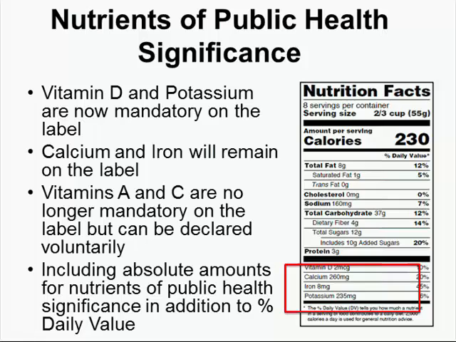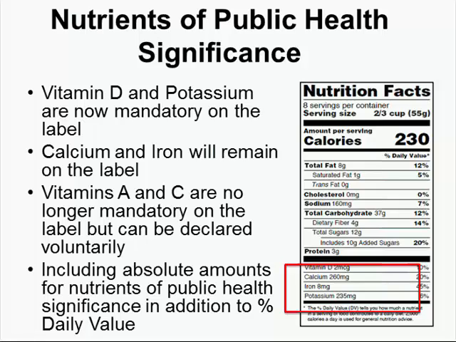Calcium and iron will remain on the label as they remain nutrients of public health concern, as many Americans are not getting sufficient intakes of these important nutrients. However, Americans are now consuming adequate amounts of vitamin A and C on a regular basis, so they are no longer mandatory on the nutrition label, but can be declared on a voluntary basis.